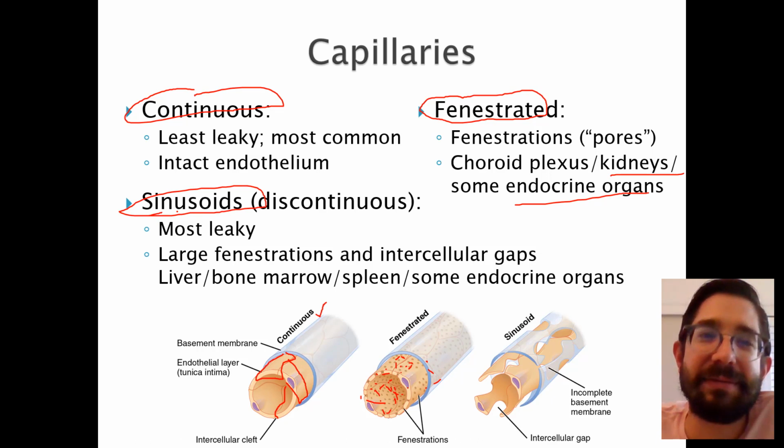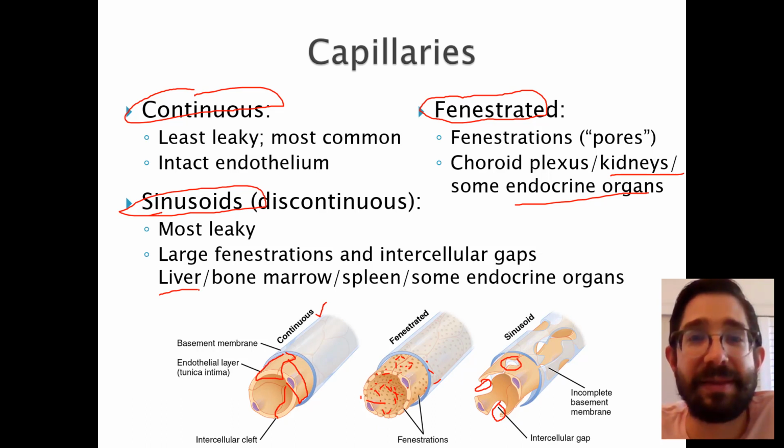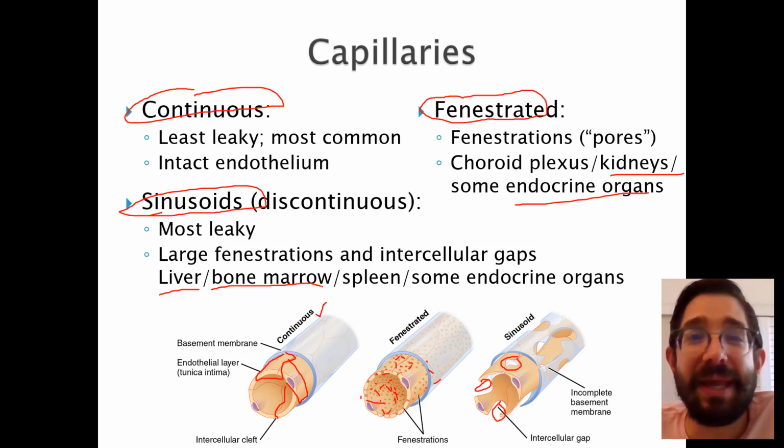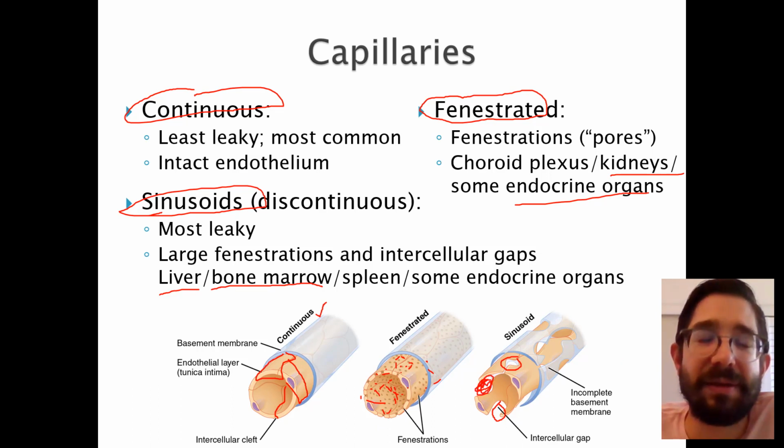Sinusoids are the most leaky of all the capillary types, with big fenestrations, these big pores, and also these big intercellular gaps. So you can imagine lots of stuff will leave through those gaps. We'll see that in the liver, which is trying to process the blood returning from your intestines. So it needs to get stuff out to be able to process it. Bone marrow: in red bone marrow, you're making all the cells that go into your blood. How are you going to get them into the blood? They have to be able to squeeze into the capillaries. So these gaps are big enough for entire cells to squeeze through to get into your blood.